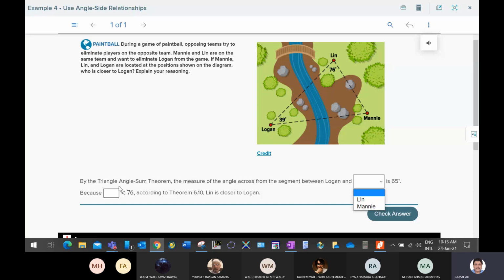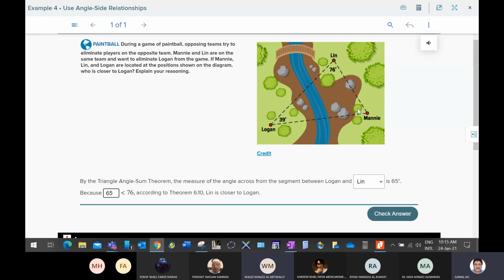Read it again. By the triangle angle sum theorem, the measure of the angle across from the segment between Logan and Len is 65, because 65 is less than 76. According to Theorem 6.10, Len is closer to Logan.